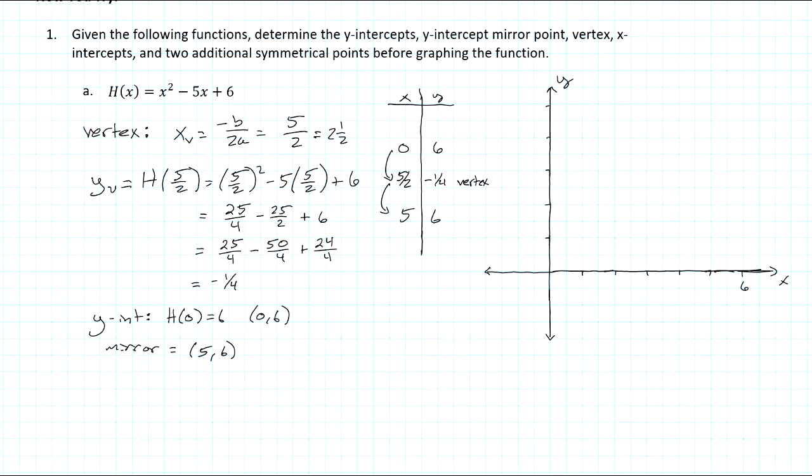Do I want to do that in the y direction? I kind of do. 1, 2, 3, 4, 5, 6. No, let's just do this normal in the y direction. 4, 6, 8, 10. So I've got that y-intercept of 0, 6. Got 2.5, negative 1/4 for the vertex. And we've got that mirror point of 5, 6.